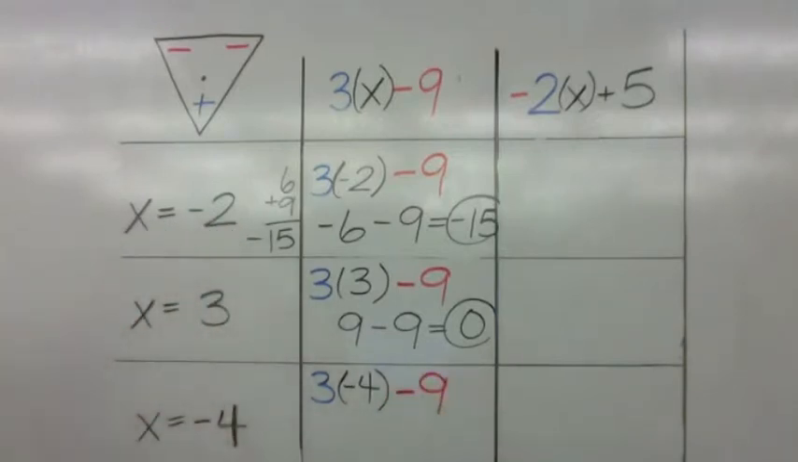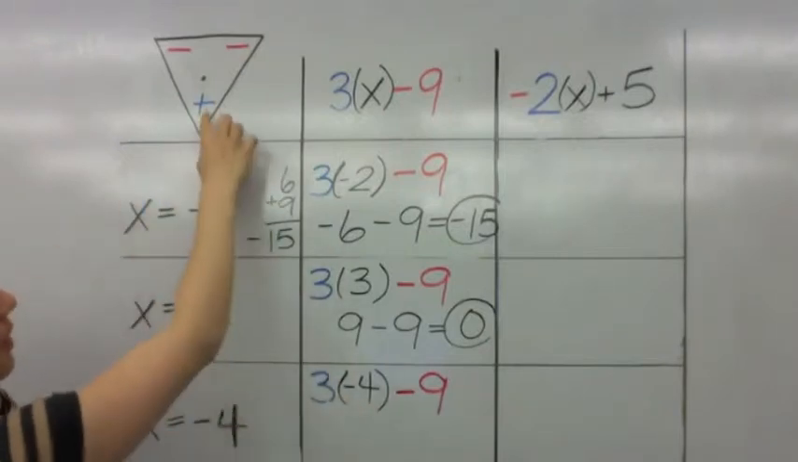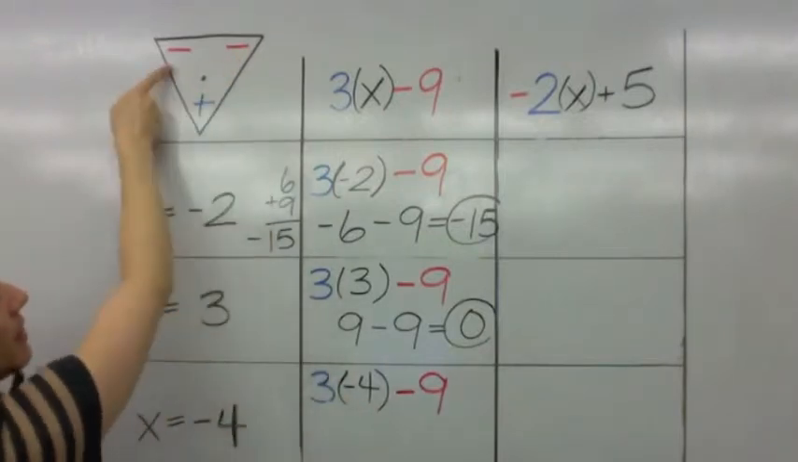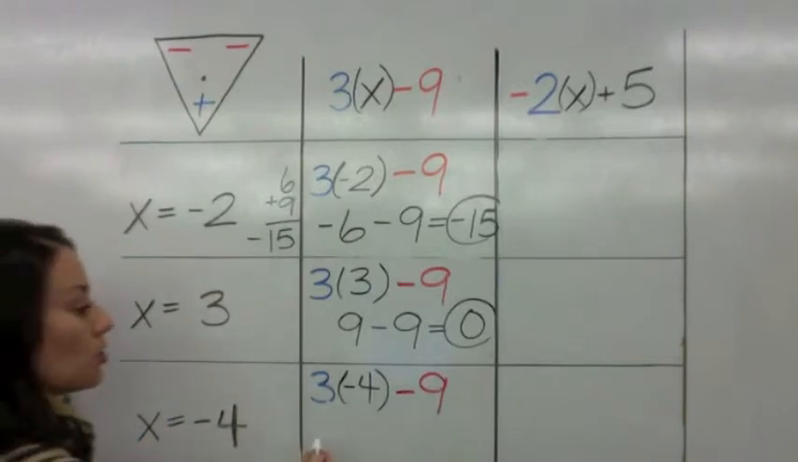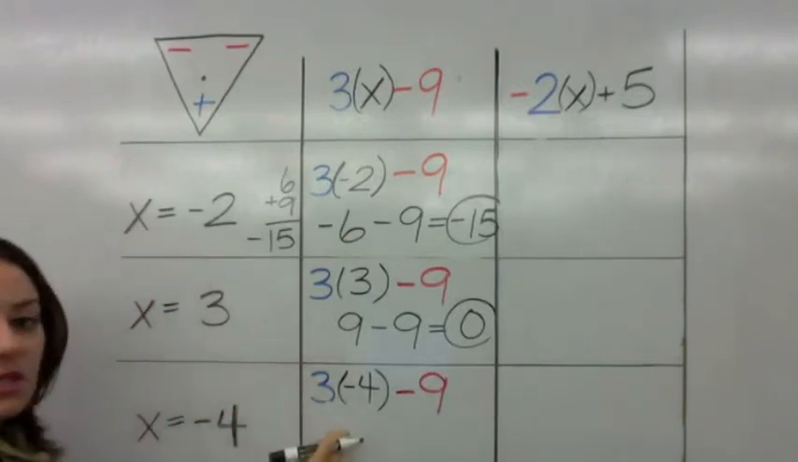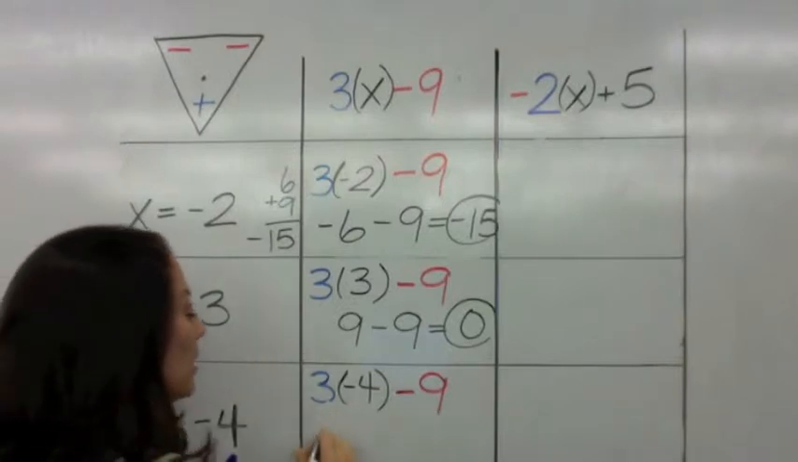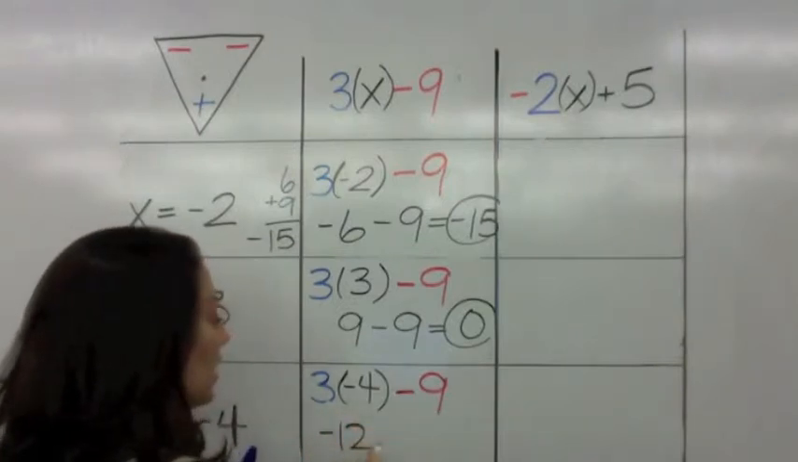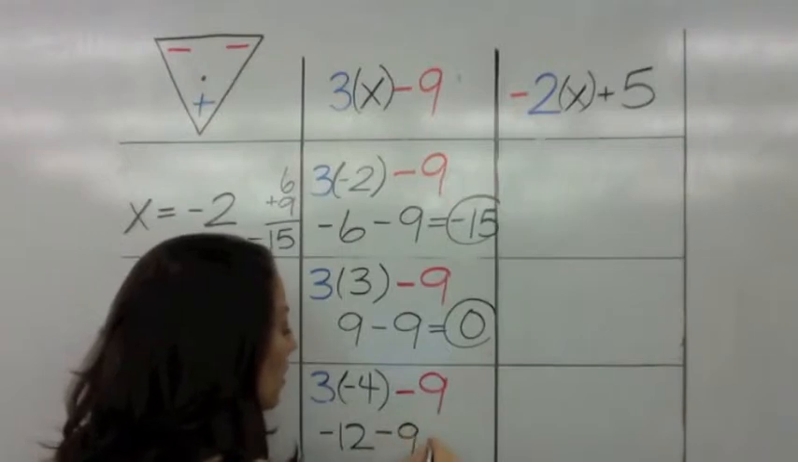Okay. So we have a positive times a negative. Look at Bob's cousin. Look up here. Positive times negative is negative. So 3 times -4 is what? 3 times -4 is -12. Then you're going to subtract 9.